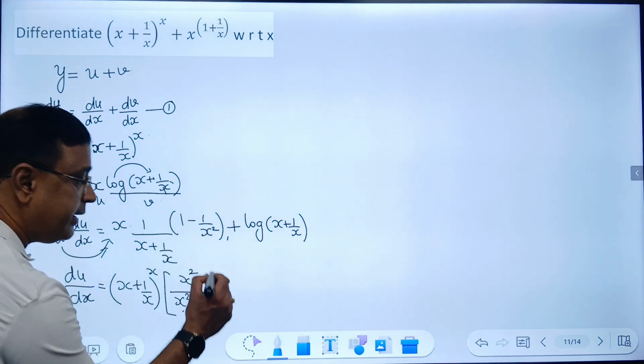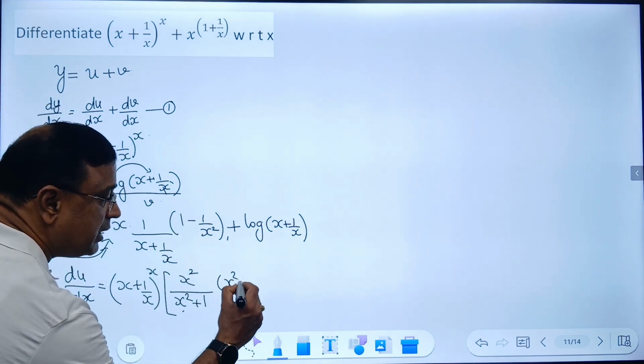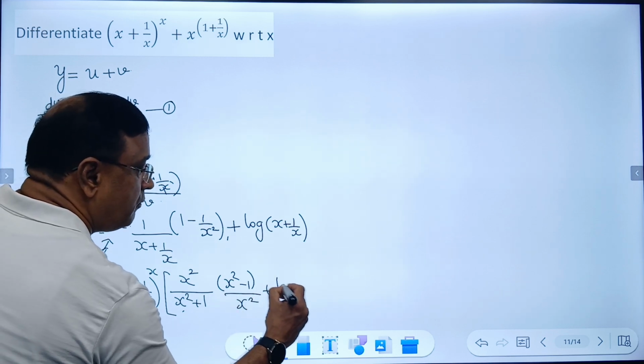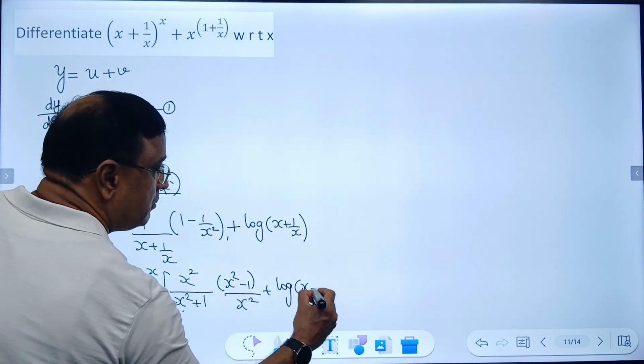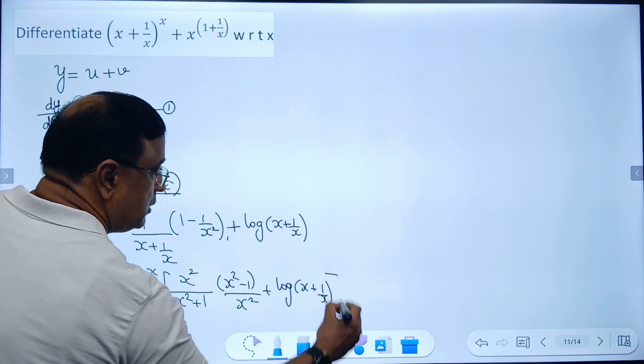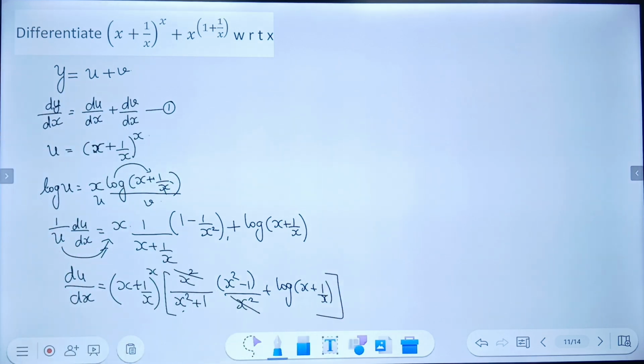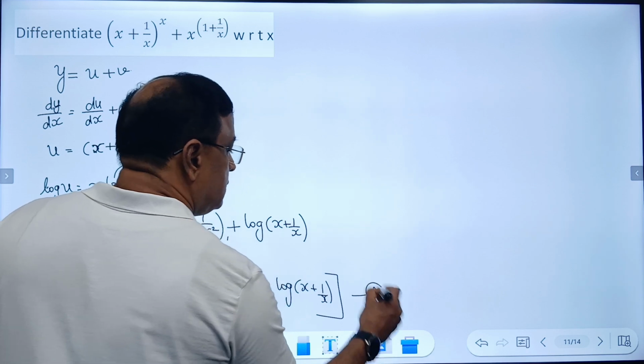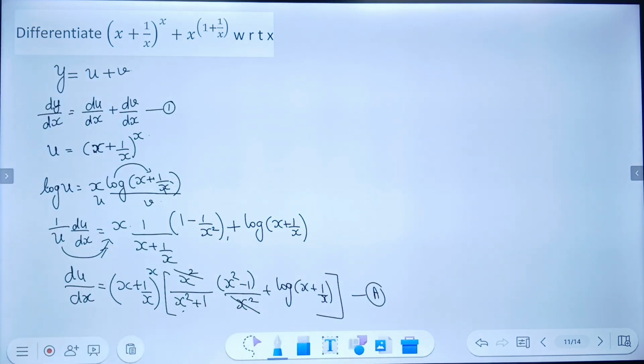Now here again taking LCM, you get x square minus 1 by x square plus log of x plus 1 by x. Now clearly these two get cancelled, correct? So this is my A. It's a little lengthy problem, but it's not difficult.